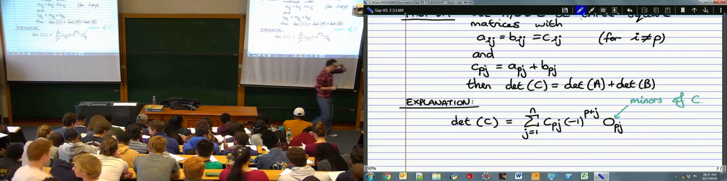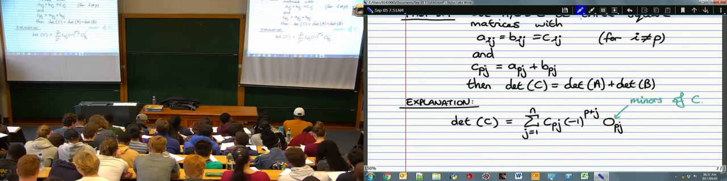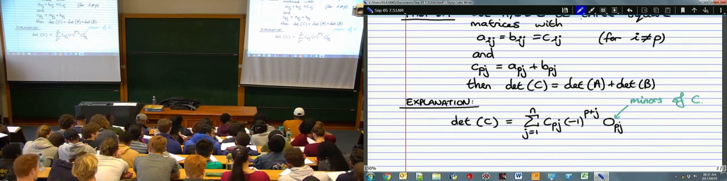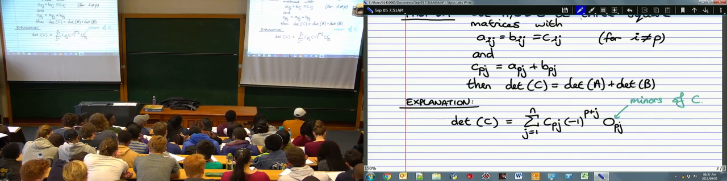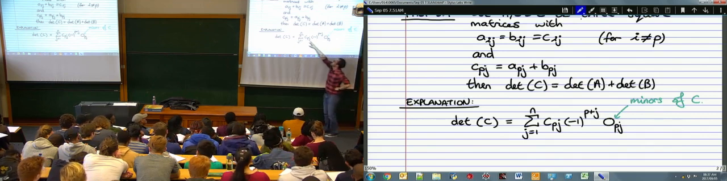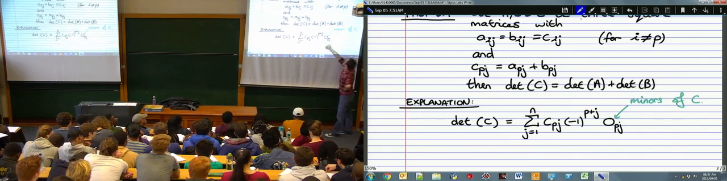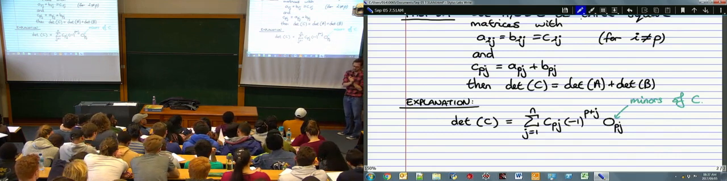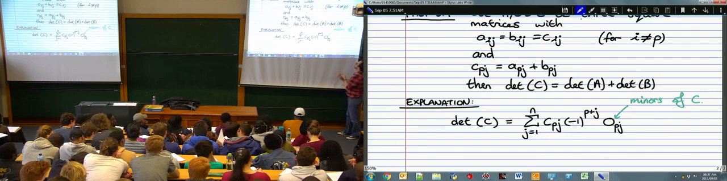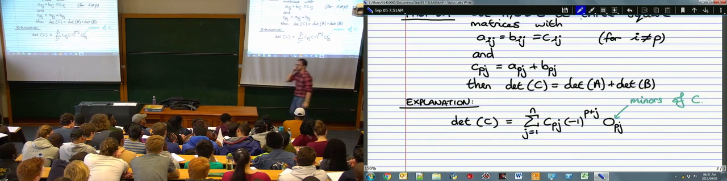This is the expression for the determinant of C. It's just going to be these entries CPJ times minus 1 to the P plus J, and this OPJ, I'm using O now for the minors of C. I've used M for the minors of A. I've used N for the minors of B. So now let's use O for the minors of C.